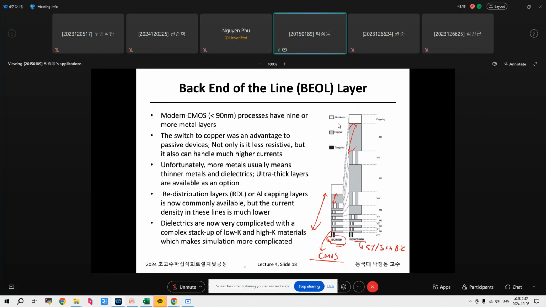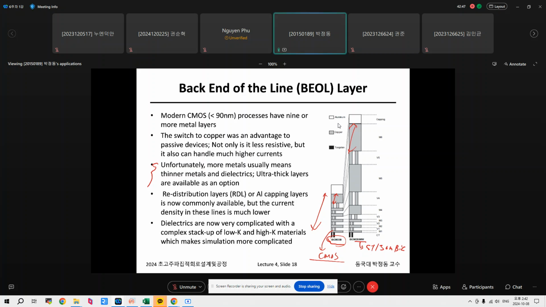So unfortunately, more metal usually means thinner dielectrics. That's why as the process node improves, as scaling goes, the thickness becomes smaller and smaller and smaller.